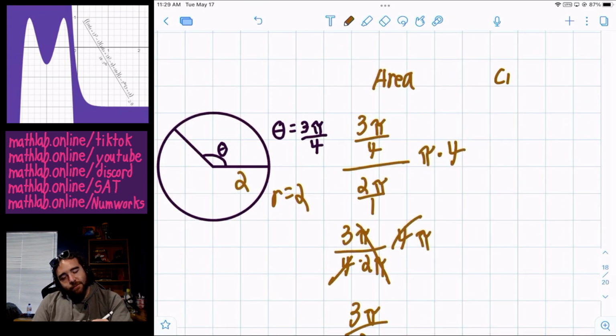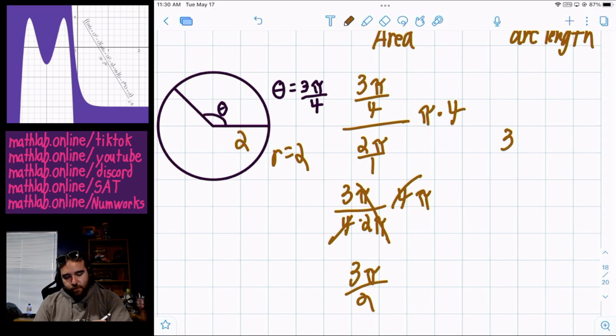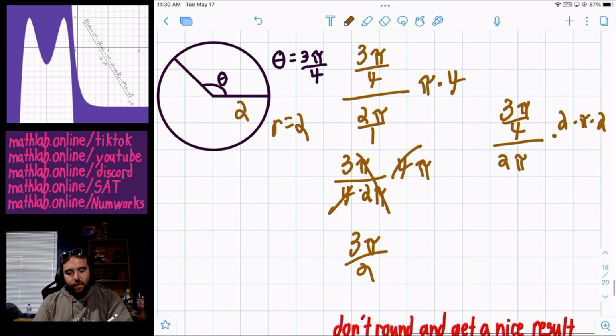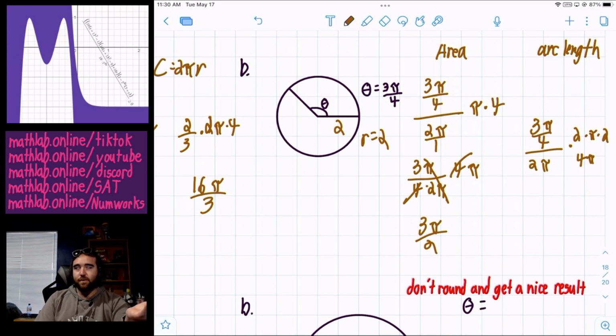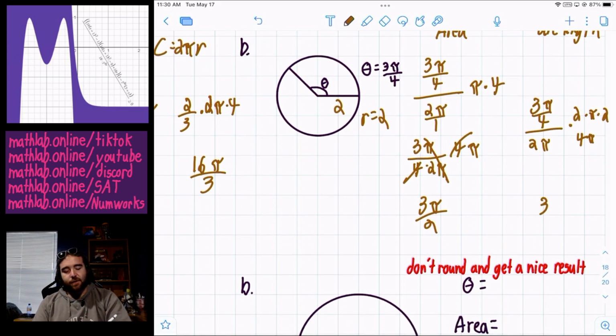And then we've got the circumference, or the arc length, better to say. So we'll do the same thing. We'll take 3 pi over 4 over 2 pi times 2 times pi times 2. So actually, look how it's the exact same thing, because this is just 4 pi over here. It's the exact same thing, since 2 times 2 is the same as 2 squared. You just get the exact same thing. That's cool.